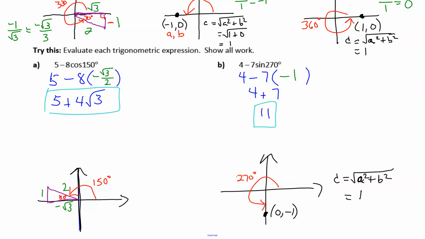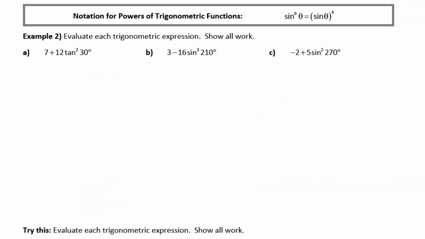But you can always think of the x value of your point as the adjacent side and the y value as the opposite side. On this page, we are introduced to a notation for raising a trig function to an exponent. When you have a trig function that's raised to an exponent, we would put parentheses around it and raise that entire trig function to the exponent. But the short notation for that is, instead of saying sine of theta squared, we'll say sine squared of theta.